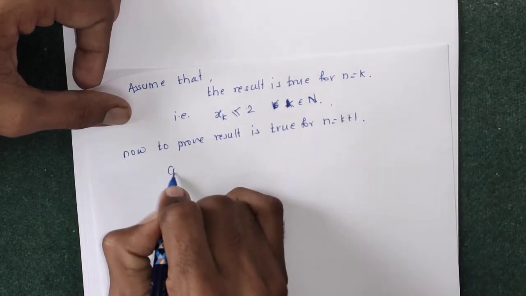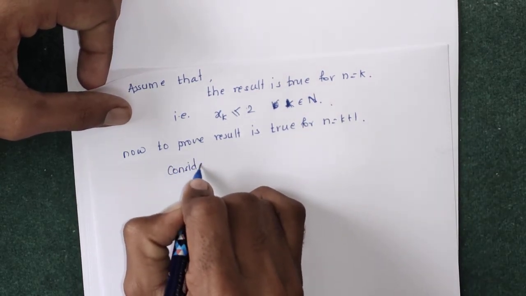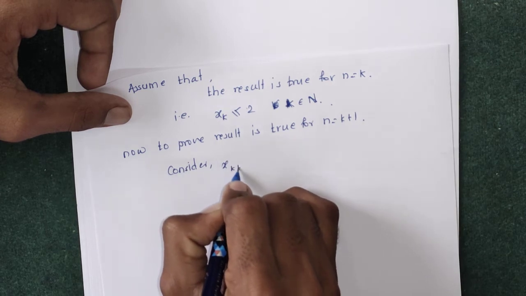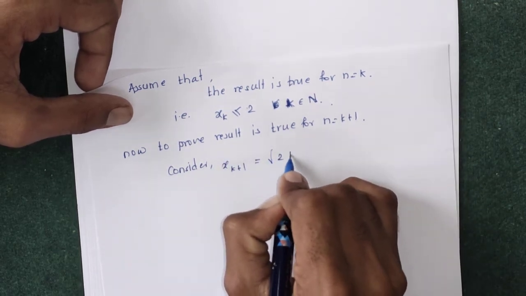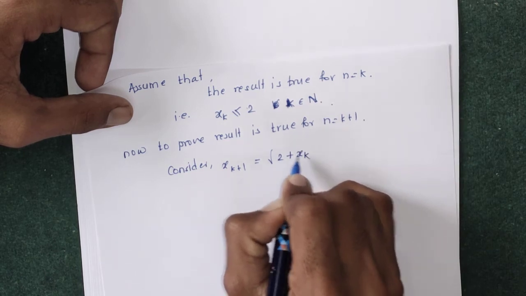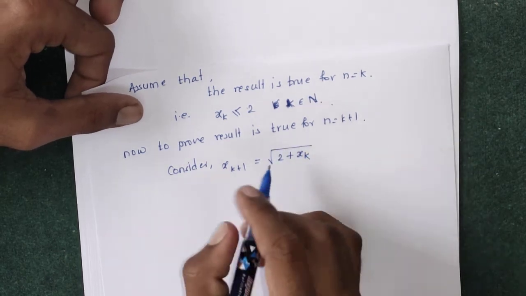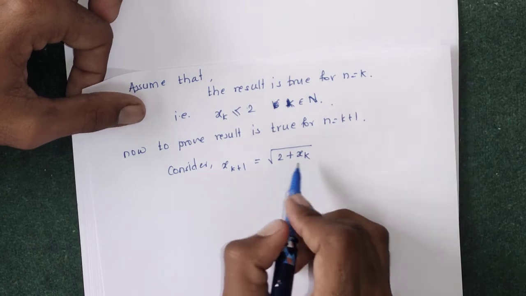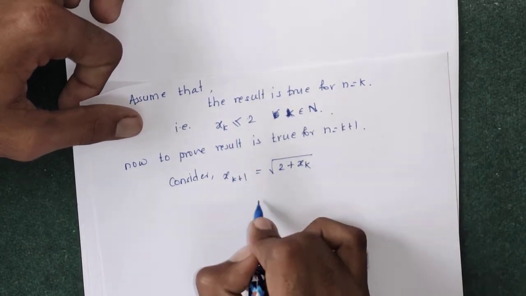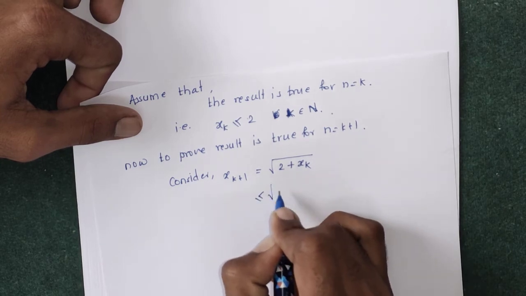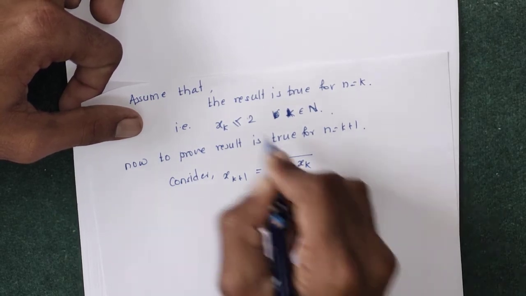Now consider x k plus 1. By the formula, x k plus 1 is the square root of 2 plus xk. By the second part, we have xk is less than or equal to 2. So we can write this is less than or equal to the square root of 2 plus xk.